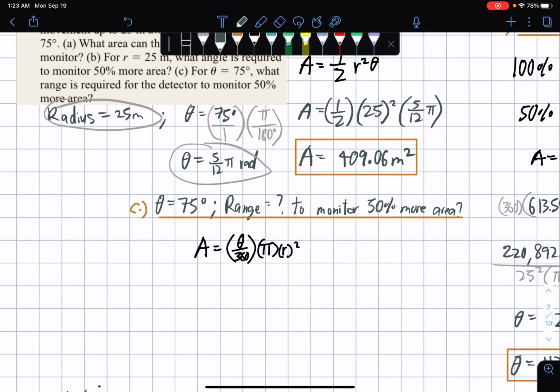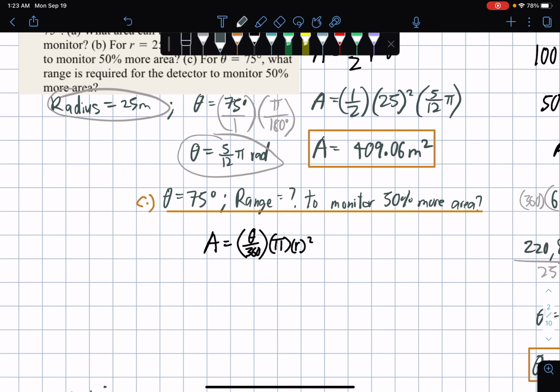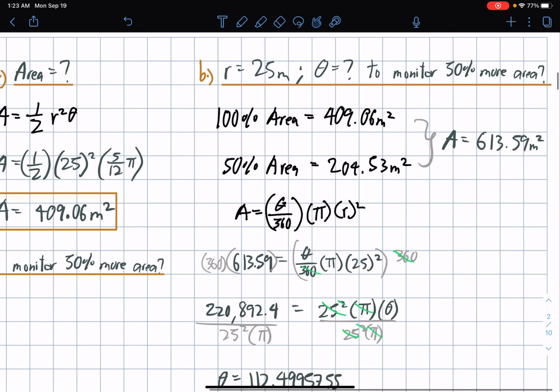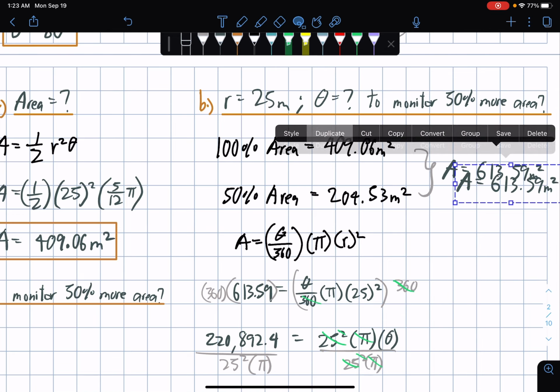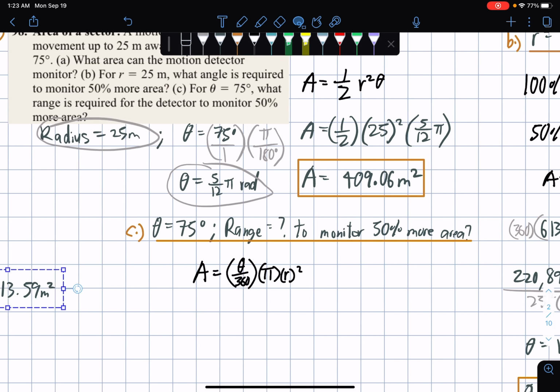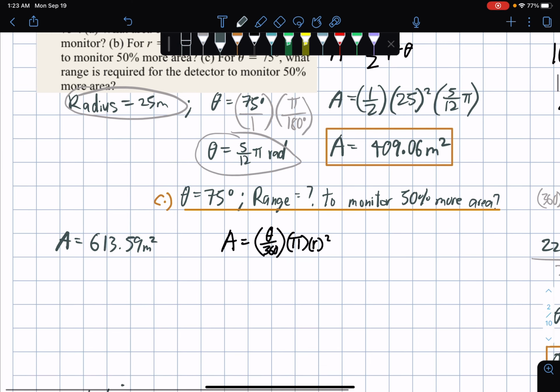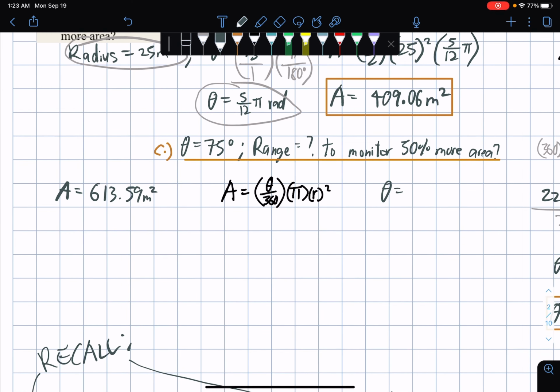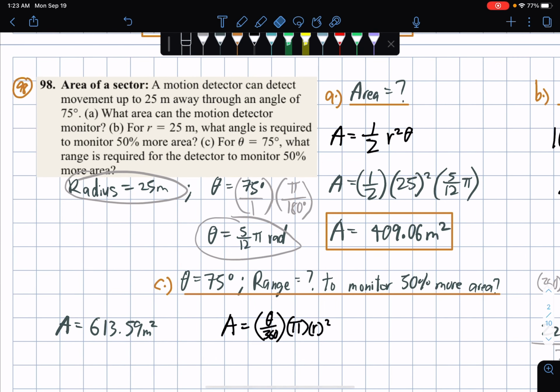So, given that theta is 75 degrees, range is missing, and to monitor 50% more area, technically we have the same area to use for letter C's situation, and we have to convert our theta in radians. Actually, no, no, no. We don't have to convert our theta in radians since this formula already assumes that theta is expressed in degrees, not radians. Unlike this one that focuses on theta in radians. Well, this one theta is in degrees.